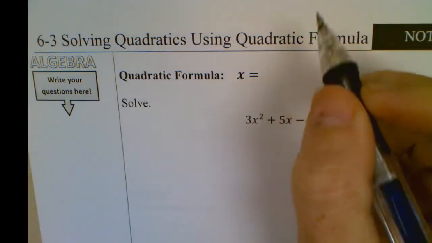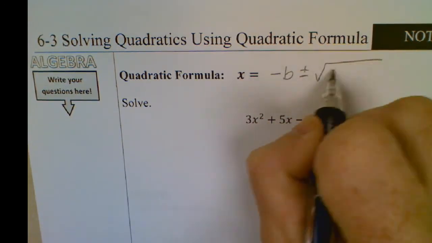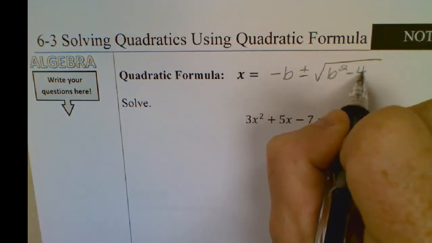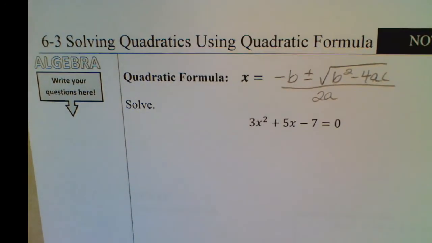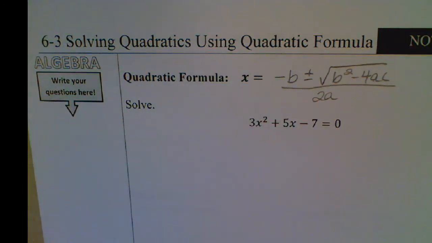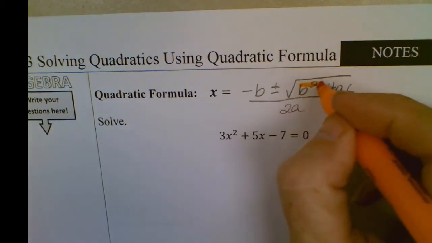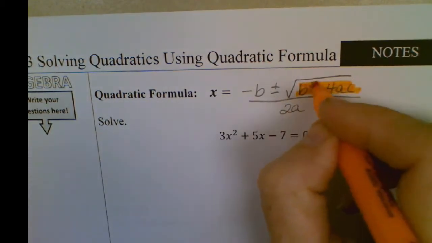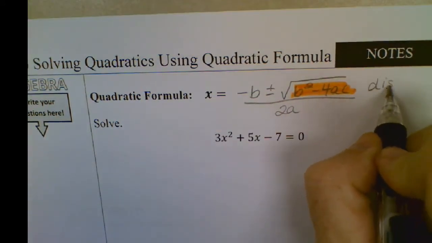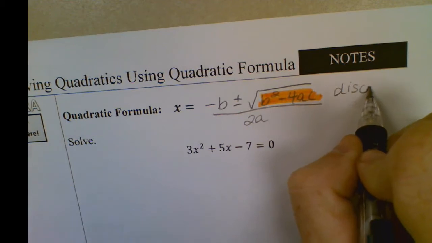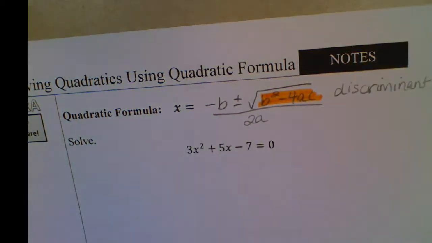So like Lady Gaga said, x equals negative b plus or minus the square root of b squared minus 4ac, all over 2a. The really important part of the quadratic formula, because it gives you all of the information you need practically, is this section right in here. It has a very specific term, and we call that the discriminant. Not discriminate, discriminant. And it gives us a lot of information.